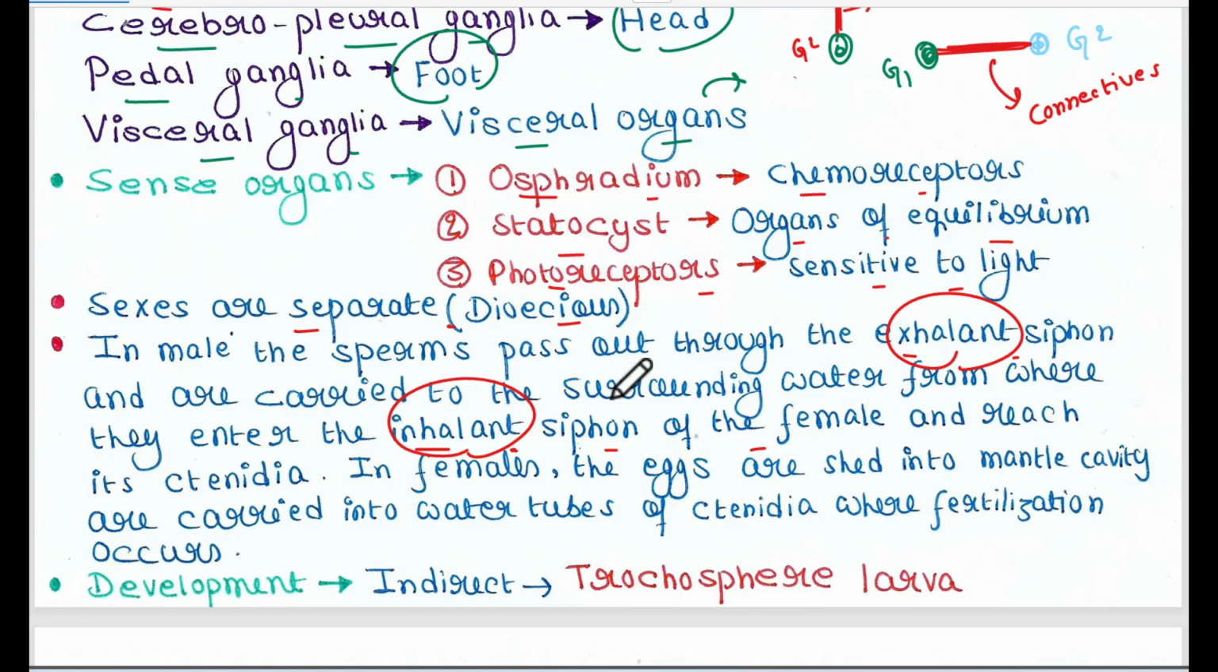And ultimately, sperms reach the ctenidia of the female. In females, the eggs are shed into the mantle cavity, and those eggs are carried into water tubes of the ctenidia. So ultimately, sperm and egg both come in the ctenidia, where fertilization occurs. So ctenidia is the most vital part for them. And the development is indirect, that means larvae are there in their development. So trochophore larvae are present.